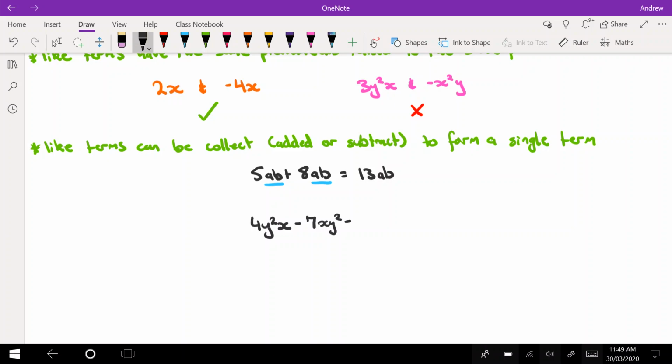Now, you may be looking at these and you may be thinking they're not like terms, but they actually are. This squared is on the y. The squared is on the y. They can be flipped around like that. It doesn't change anything. It still makes them like terms.